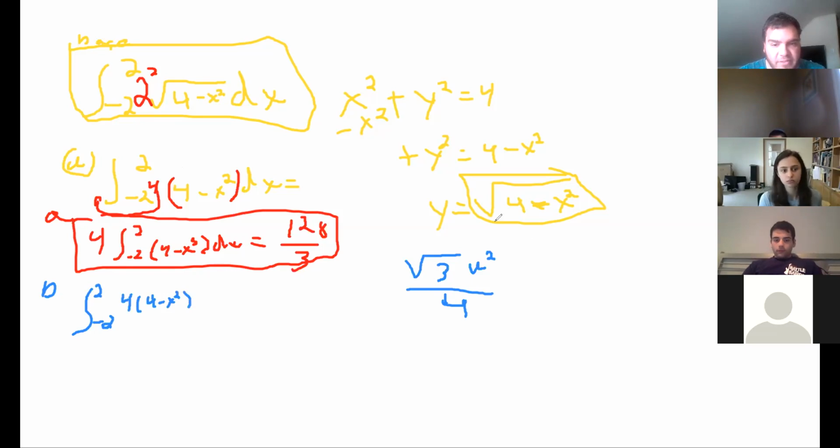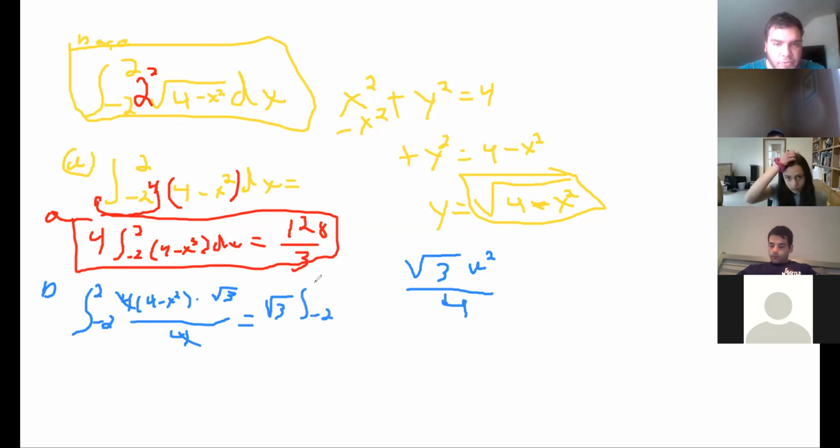Remember that square root got canceled out from the square here, times √3 over 4. These 4's cancel out. The √3 is a constant, so you can put that in front: √3 integral from -2 to 2 of (4 minus x squared) dx. So we set it up, and from the answer sheet, it seems to be correct. Your answer should be 32 root 3 over 3.